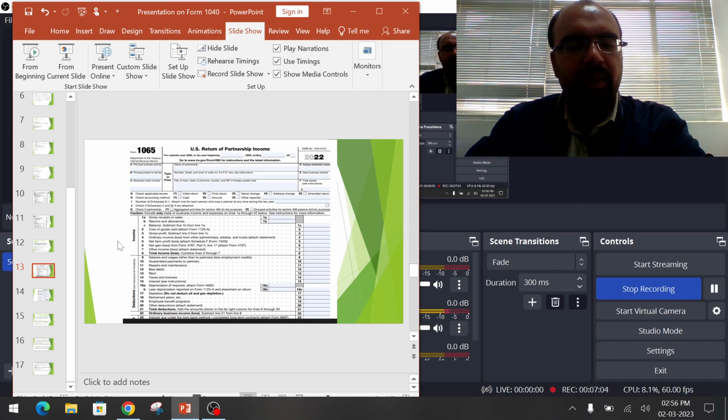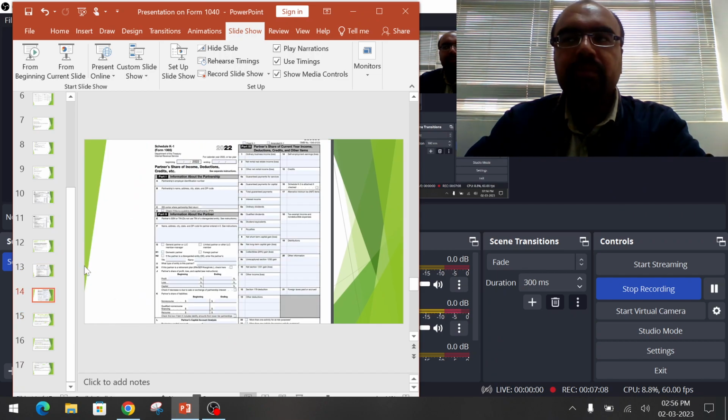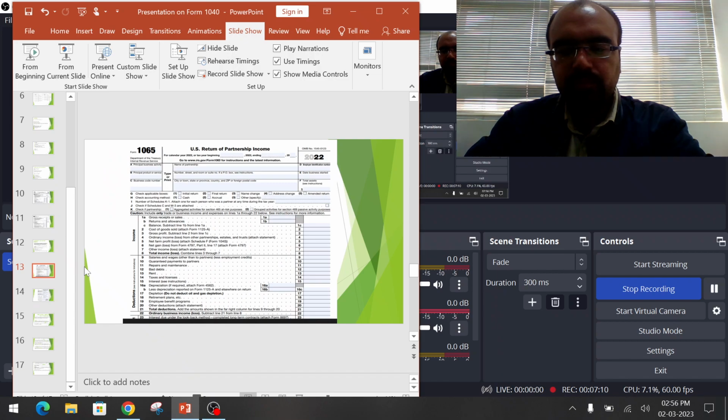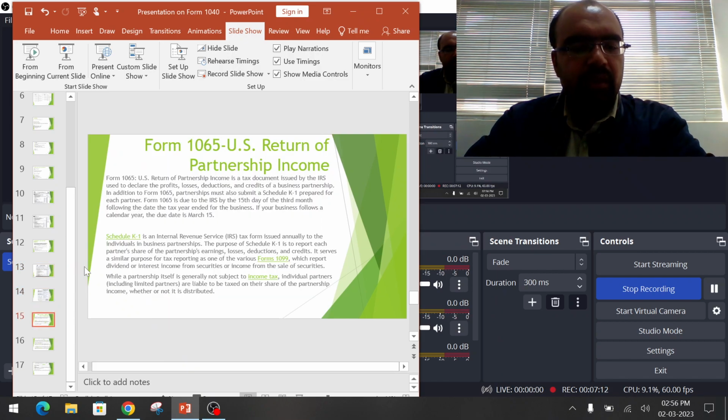Form 1065, US Return of Partnership Income, and Schedule K-1. Form 1065 is a tax document issued by the IRS to declare profits, losses, deductions, and credits of a business partnership. In addition to Form 1065, partnerships must also submit a Schedule K-1 prepared for each partner.